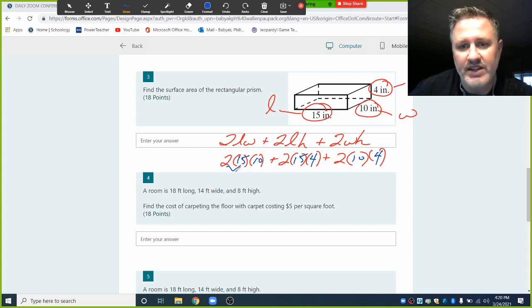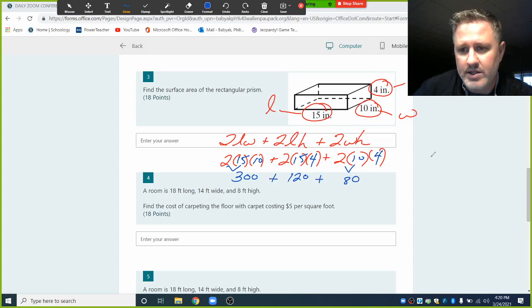2 times 15 is 30, and 30 times 10 is 300. 15 times 2 is 30. 30 times 4 is 120. 2 times 10 is 20, and 20 times 4, well, 2 times 4 is 8, right? And add a 0, 80. So now I'm going to add all these pieces together. So 300 plus 120 plus 80. When you add all those together, you get 500.